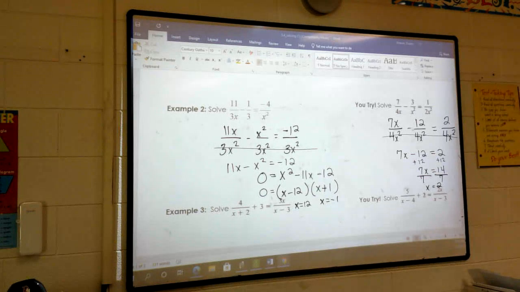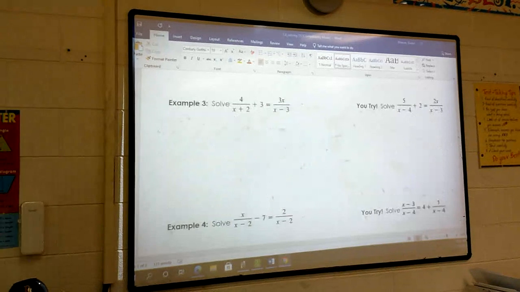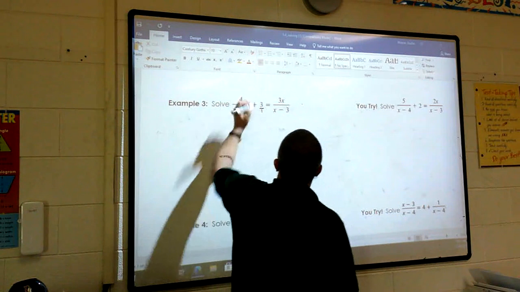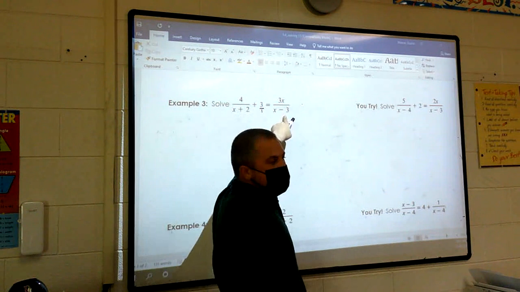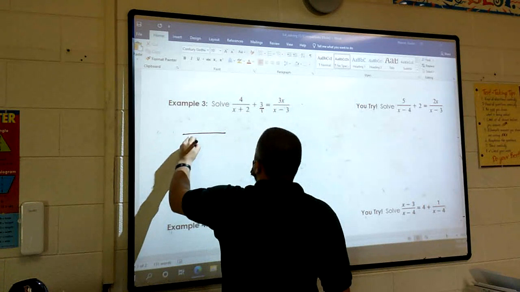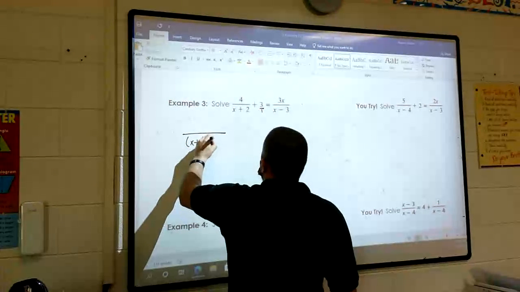Now we're going to get to a little bit more. That was example 2. Now we're going to go down to example 3. We're going to have a little bit more to do in example 3. All right? So I'll stop. In example 3, this is 3 over 1. So we have x plus 2 and x minus 3. That's going to be our common denominator. So for each one, it needs x plus 2 and x minus 3.